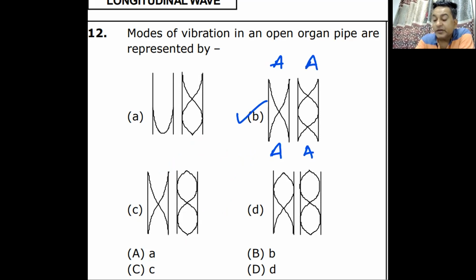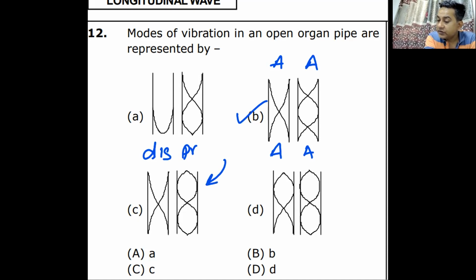Antinode at the end. But sometimes, if the diagram is given with the left hand side in terms of displacement and the right hand side in terms of pressure, if this was the displacement diagram and this was the pressure diagram, then the correct answer would have been this. Do we understand this? Please remember this and do not forget this ever, because this is going to be crucial for your understanding.